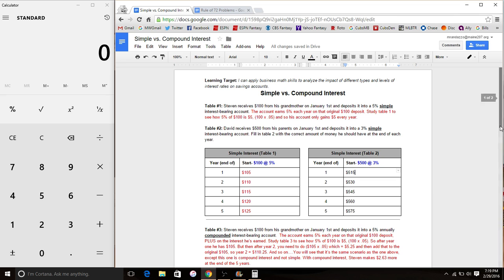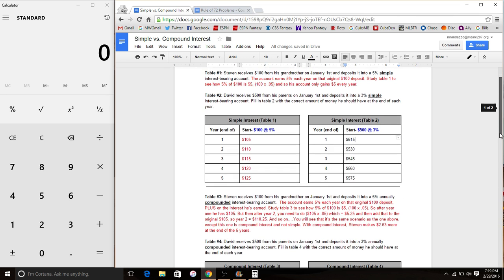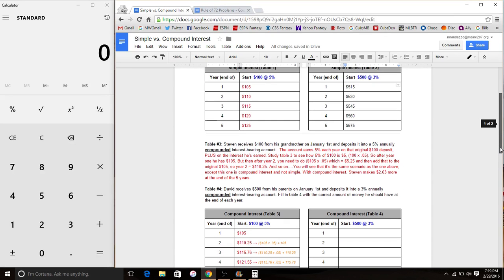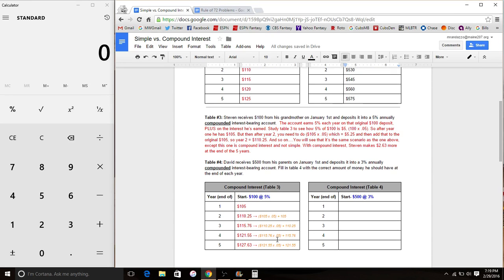Alright, now let's get to the more difficult one, the compound interest. So you can see I showed you my math here in the orange for the first one. So I'm going to show you how easy it is to do for table 4. It says the same thing as before. David receives $500 from his parents on January 1st and deposits it into a 3% annual compounded interest-bearing account. Fill in table 4 with the correct amount of money he should have at the end of the year.